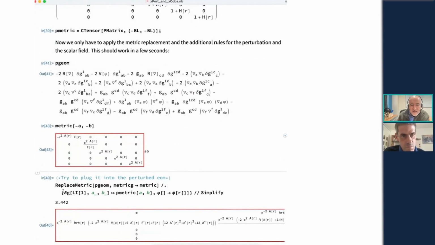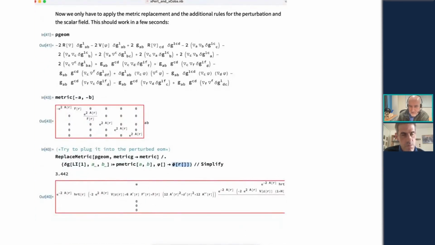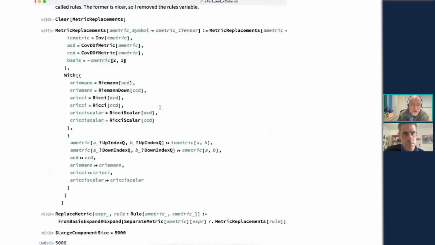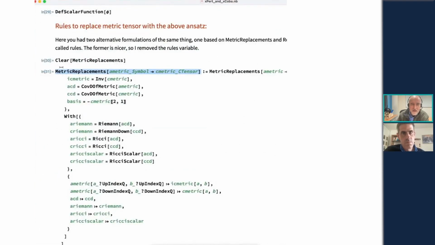And then there are some additional replacements. Because this was perturbation theory, there was also a replacement of a perturbation by the corresponding tensor and a scalar field by a function of coordinates. And so in the end, you get that thing, right? Which is a two tensor with those components. So yeah, I think what we should do is essentially to have this function in the system so that we don't have to copy it again and again. But yes, you have a good point.